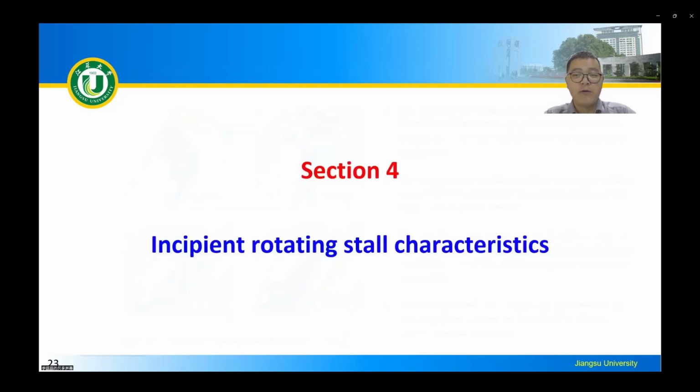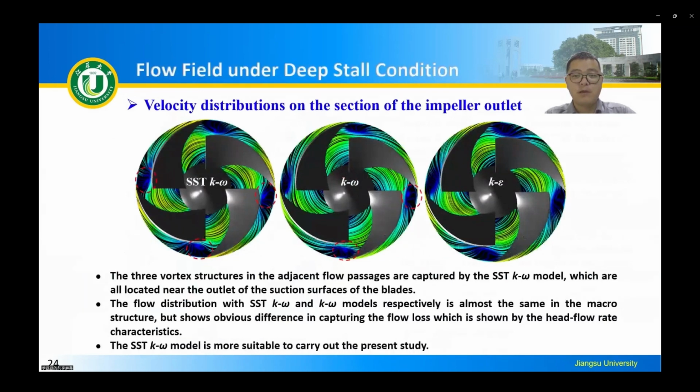In part 4, we will focus on the incipient rotating stall characteristics. Firstly, we compare the velocity distribution on the section of the impeller outlet. We use the three turbulence models to show the stall vortex in the flow passages.